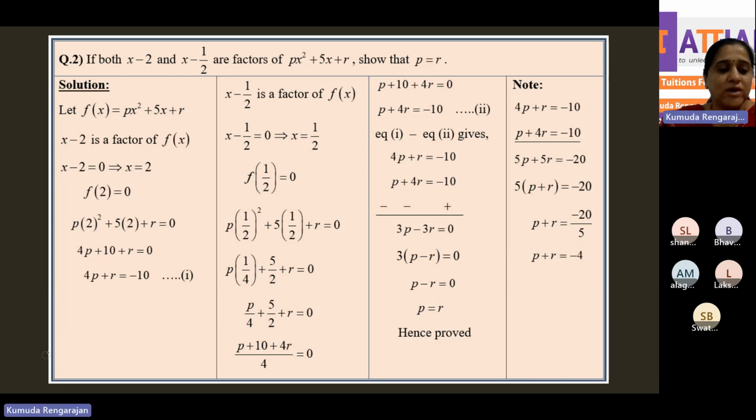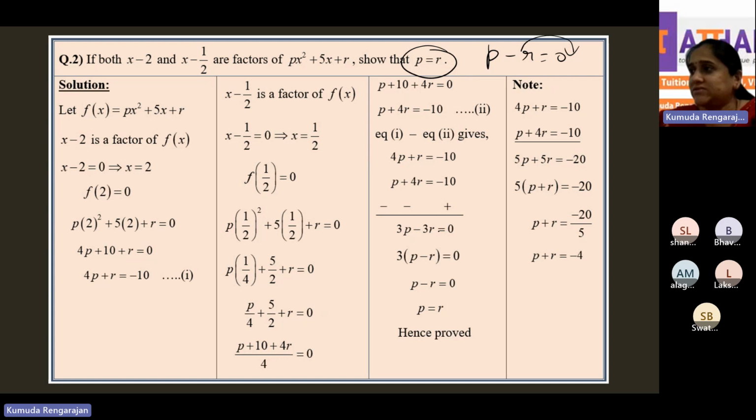See, I'm saying that when you have two equations, you can either add them or subtract them. You will get a result when you add. You will get a different result when you subtract. Now, what have they asked you to show? Show that p is equal to r. That means it's okay if you get p minus r is equal to 0 also. Then when you take this to the other side, you will get p is equal to r.